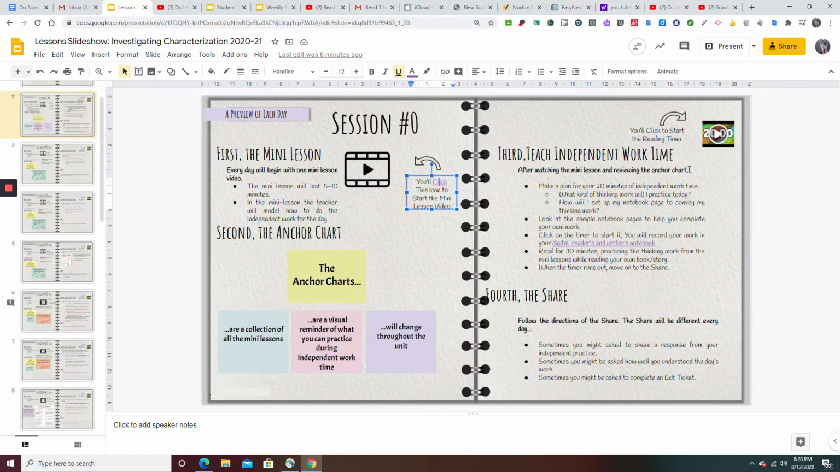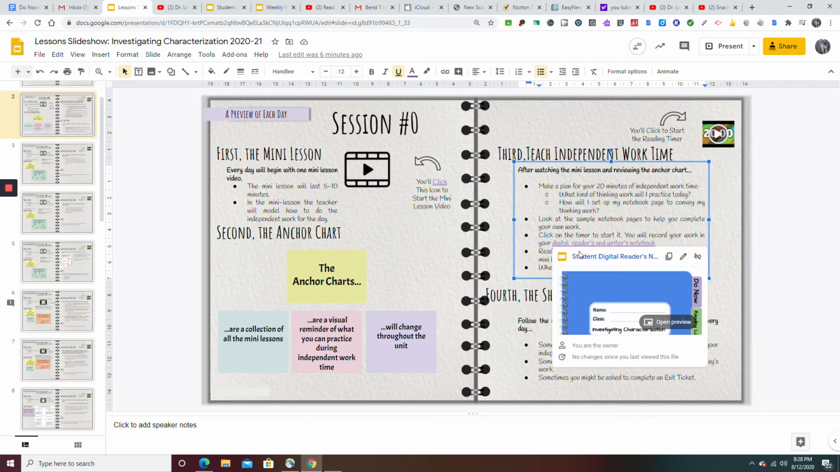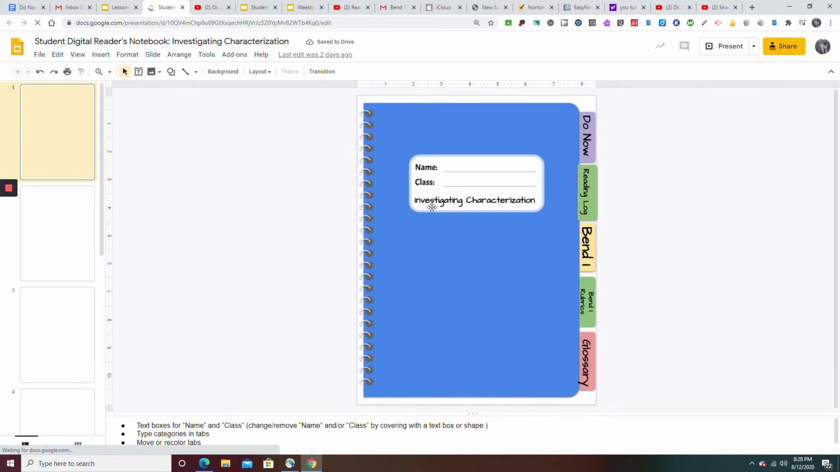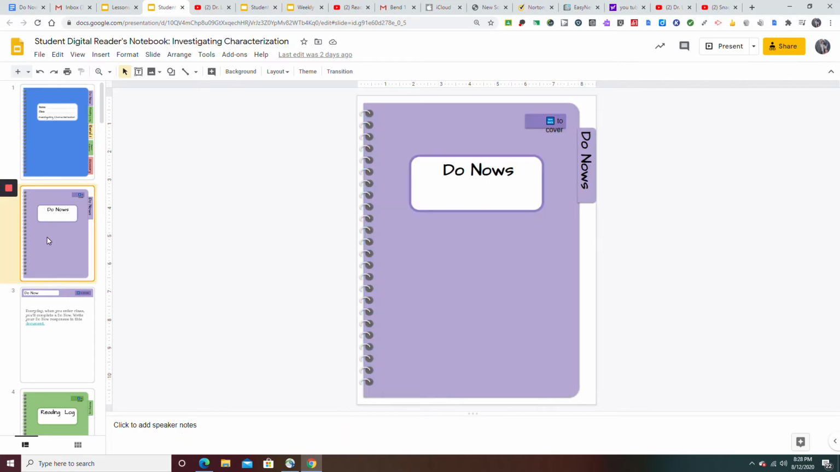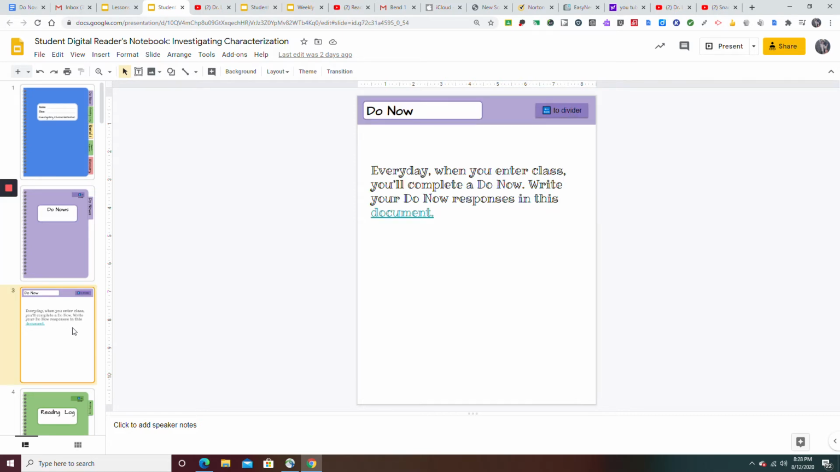But let's return to our digital readers and writers notebook, which is where you're going to do your independent work and practice. So this is what it looks like. For this unit, investigating characterization, you'll have your name, you'll have your class, and then in order to figure out where things are located in the digital notebook, you have these colored tabs on the side that are labeled. So, my do nows. You will get a do now daily, and that is the first thing you will do when you are in your seats waiting for your teacher to arrive. You will record it on this document right here.